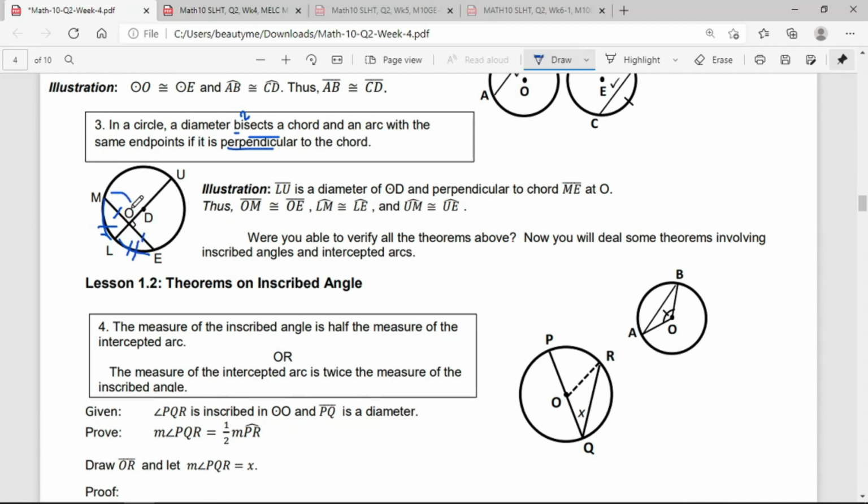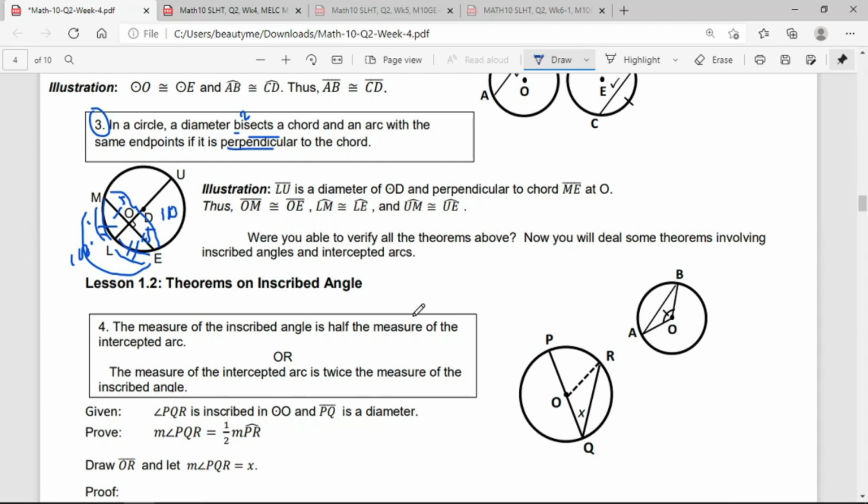For example, if the measure of ME is 10, since the diameter bisects the chord and forms a right angle, this symbol, so this is 10. Meaning MO is 5 and this one is also 5. So if the entire arc ME is 100 degrees, and since the diameter bisects, arc ML is 50 degrees and arc LE is also 50 degrees. So that's the meaning of this theorem.